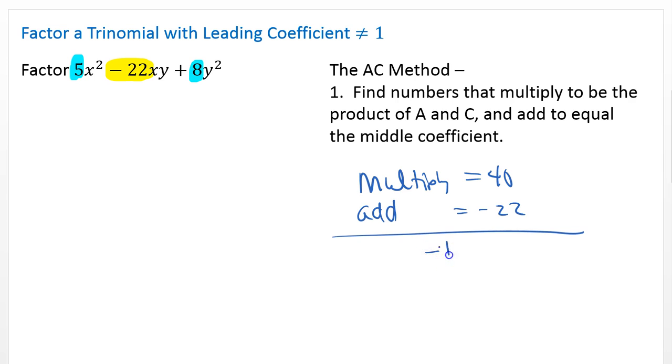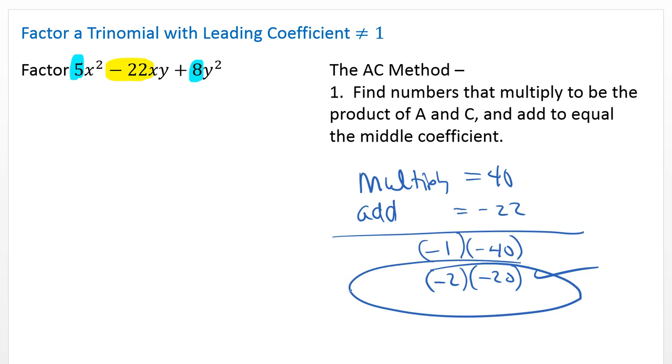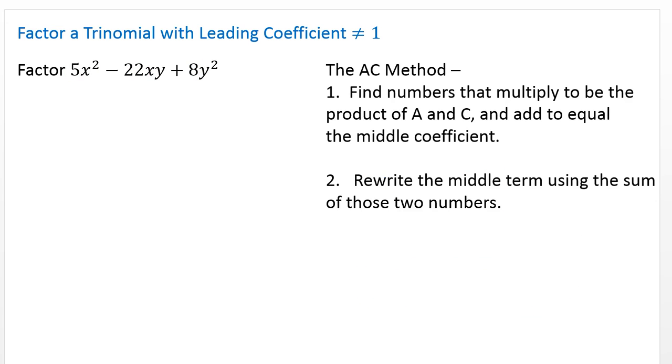Then you just start working with things that multiply to be 40. So you could say negative 1 times negative 40, right? But that doesn't add to be negative 22, it adds to be negative 41. So then you could try, say, negative 2 times negative 20. Notice that's it, right? Because negative 2 plus negative 20 adds to be negative 22, and negative 2 times negative 20 multiplies to be 40. So that's going to be my two numbers, negative 2 times negative 20. Now, what do we do with those two numbers?